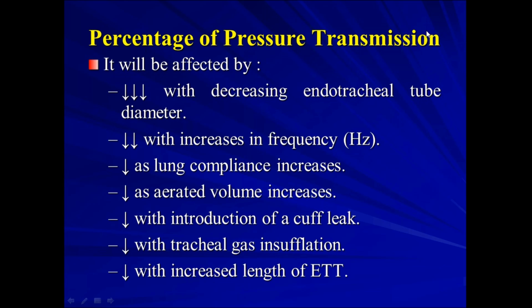So the percentage of pressure transmission will decrease a lot with decreasing endotracheal tube diameter. It will decrease with the increase in frequency. So we prefer to apply higher frequency to decrease the transmission of pressure. It decreases if the lung compliance increases. It decreases if the aerated volume increases, the same concept as compliance. It decreases with the introduction of a cuff leak, it decreases with tracheal gas insufflation, and it will decrease with the increased length of the ET tube.